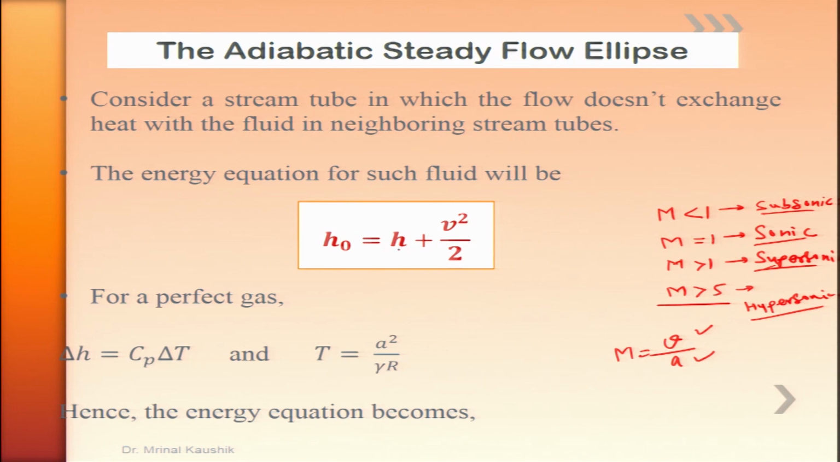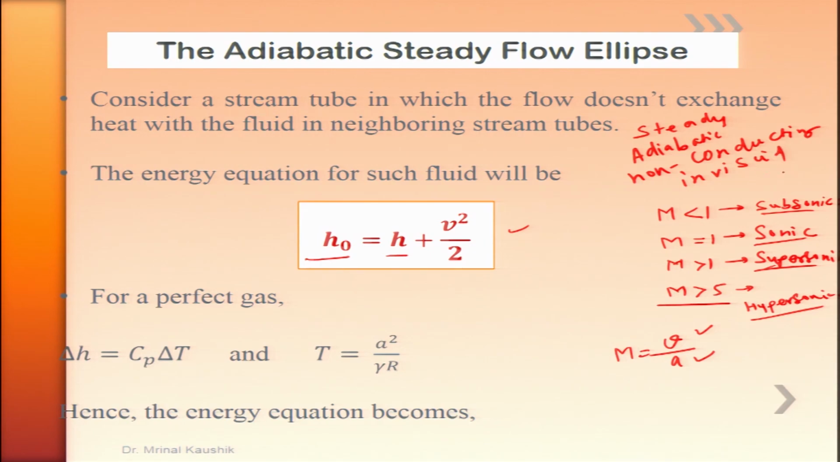Let us again look at the steady one-dimensional energy equation, which is given by H naught equals H plus V square by 2, applicable for steady, adiabatic, non-conducting, inviscid flow. Let me write down the applicability of this equation: steady, adiabatic and non-conducting, inviscid.